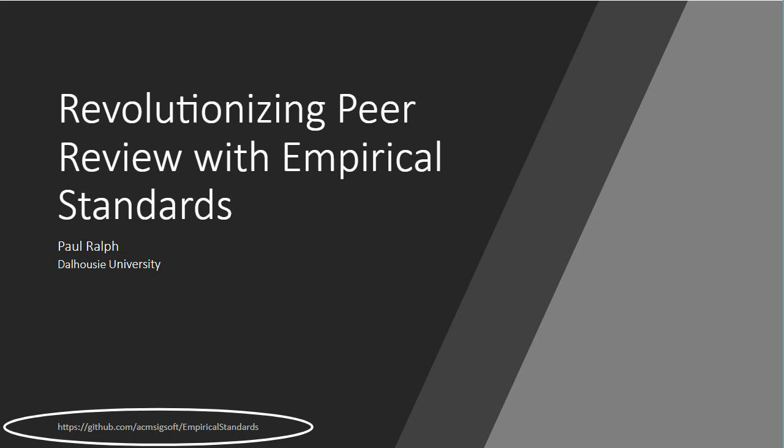The time has come to fundamentally redesign peer review to improve its fairness, inclusiveness, transparency, and effectiveness. The secret to this redesign is developing empirical standards. An empirical standard is basically a one-page checklist of specific expectations for a particular kind of study.